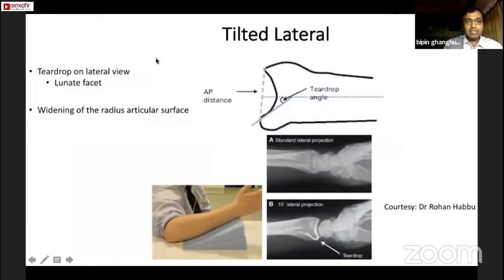Now this is the lead lateral view of the wrist. This is mainly for distal radius fractures. You have to tilt the wrist about 11 degrees, and you see the standard lateral projection here down, and what you look for here is the lunate fossa and the teardrop. Also, you have to look for the projection here, which is the radius.